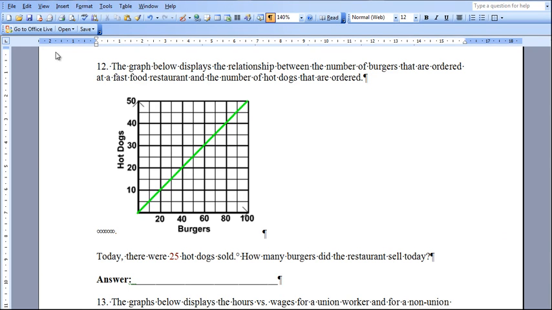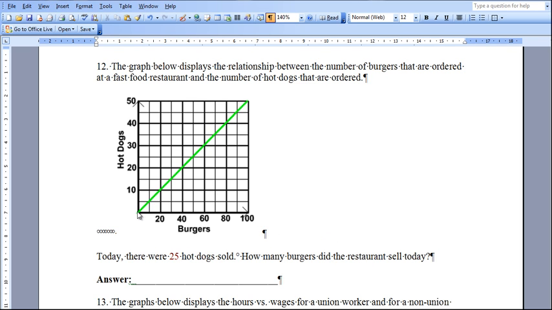Number 12. The graph below displays the relationship between the number of burgers that are ordered at a fast food restaurant and the number of hot dogs that are ordered. Today there were 25 hot dogs sold. How many burgers did the restaurant sell today?